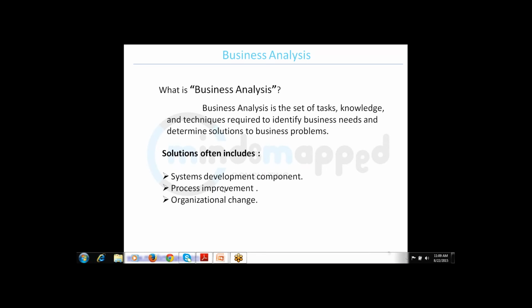So the main purpose of business analysis is to understand the business need or the opportunity in the market, and find solutions to that business problem. As a business analyst, you are never going to solve the business problem yourself. You are going to develop software that is going to solve the problem. The solutions could include a system development component, a process improvement, or an organizational change. It could be across the organization.